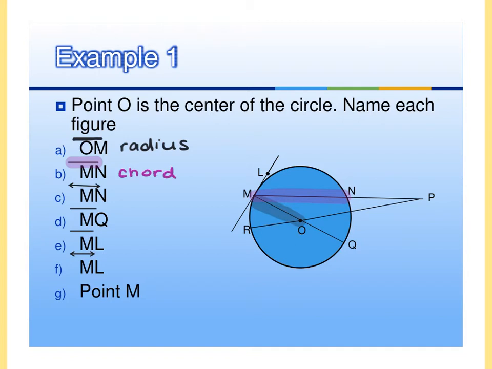Then you get line MN. So this is going to be where it goes through M and N and continues beyond the circle. It's not a chord anymore, right? Because it continues on beyond the circle, which means it's a what? Good.